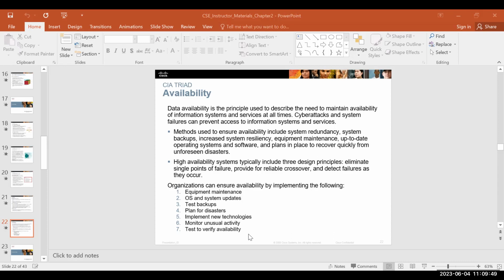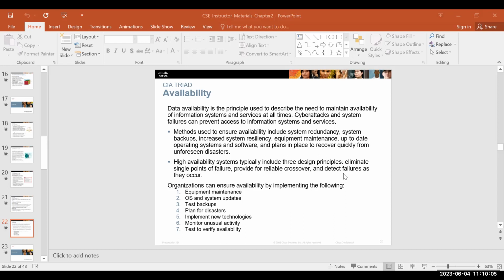Yes, please. Yes, Ibrahim. Confine this number 7, test to verify ability. Is there any process or method that used to test or verifying any system that are on?